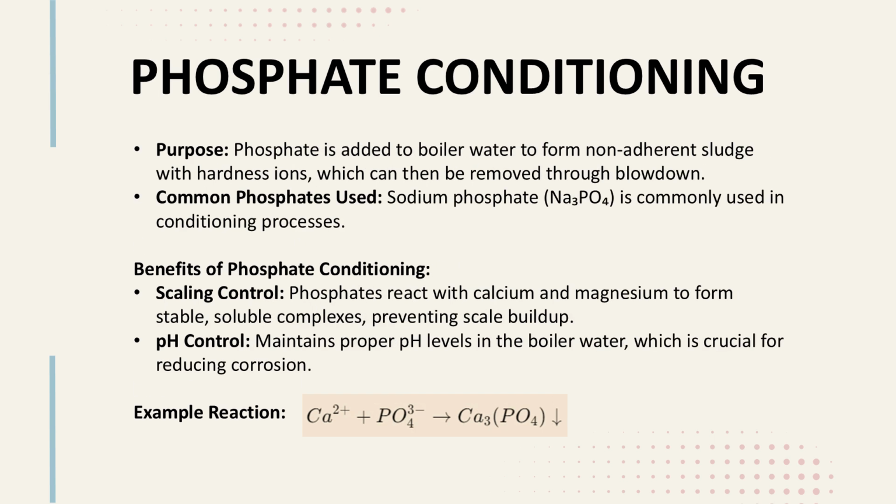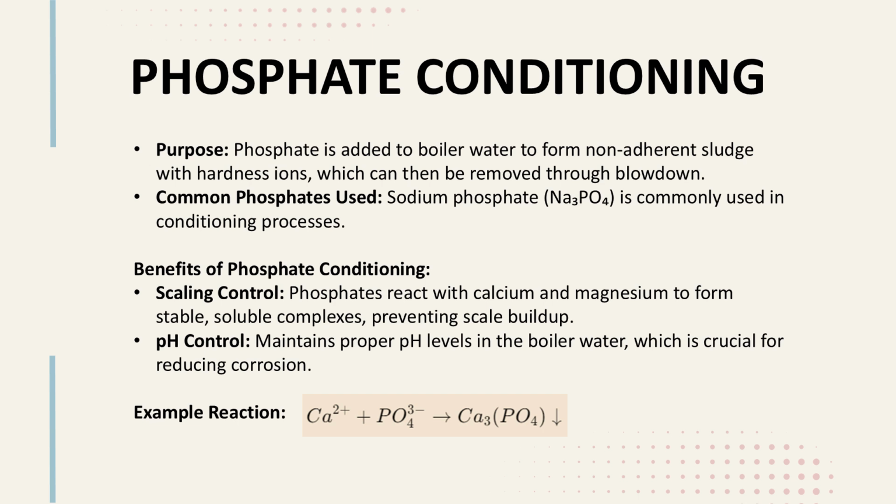Phosphate conditioning plays a key role in scaling control and pH regulation in boiler systems. When sodium phosphate is added to water, it reacts with calcium and magnesium ions, forming soluble complexes that prevent the formation of hard scale deposits. The benefits of phosphate conditioning include scaling prevention. By binding to hardness ions, phosphate prevents the formation of scale on boiler surfaces.